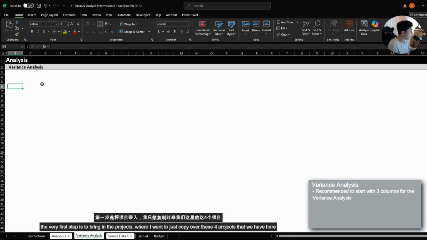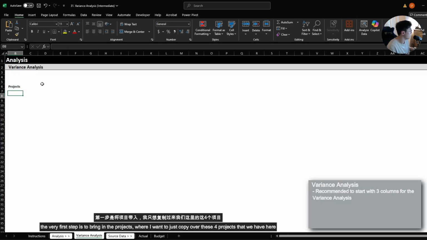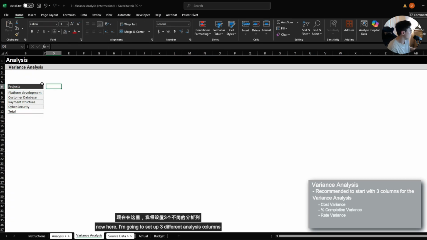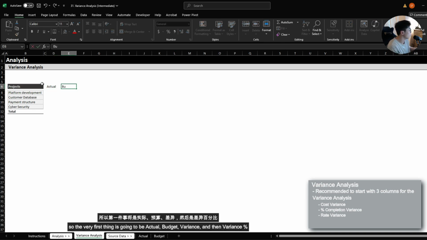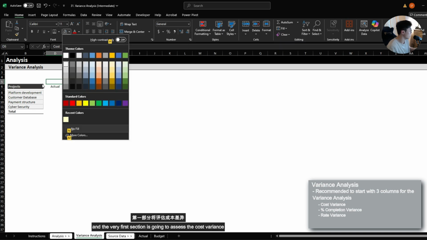The very first obvious step is to bring in the projects, where I want to just copy over these 4 projects that we have here. Now here, I'm going to set up 3 different analysis columns. So the very first thing is going to be actual, budget, variance, and then variance percentage. And the very first section is going to assess the cost.